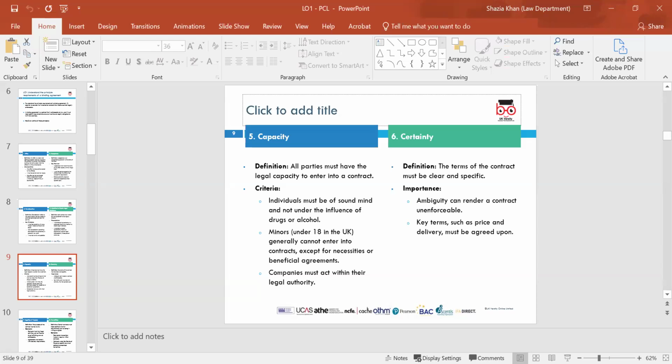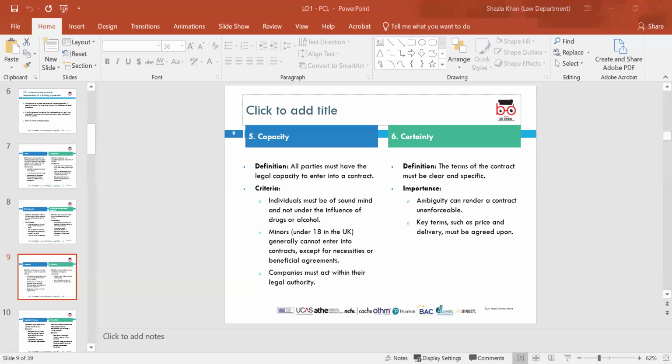So capacity is really, really important in contract law because it protects vulnerable parties, and it also ensures that voluntary consent has been given, and it upholds things like legality as well. So, capacity to contract typically hinges on factors such as the age of majority, mental capacity, intoxication, and whether the person has the capacity to make that legal contract.